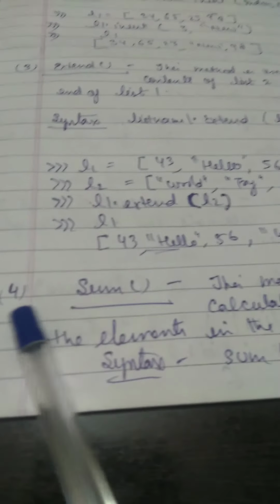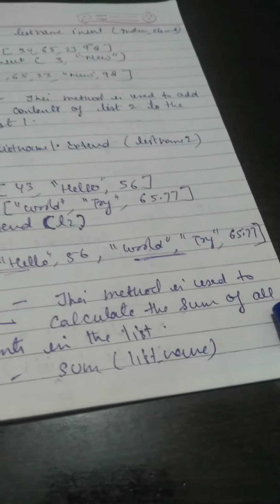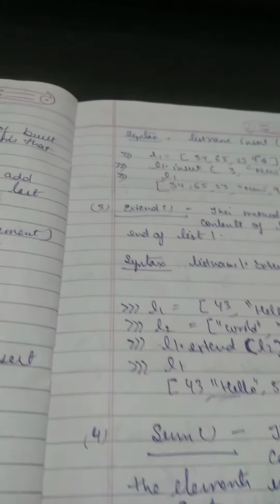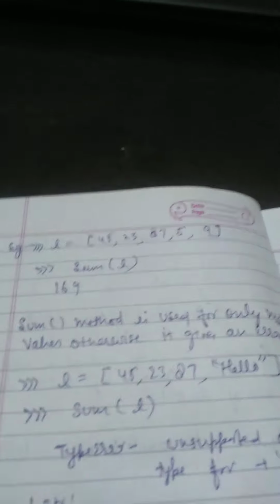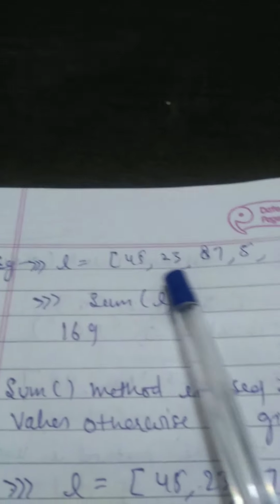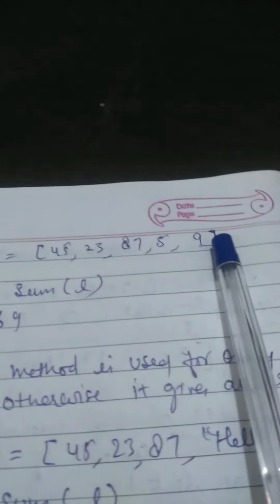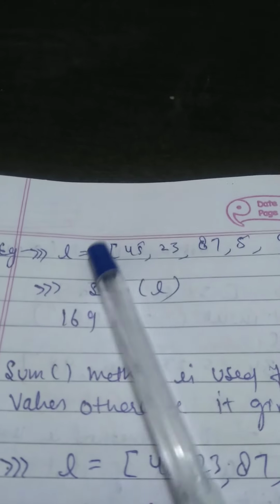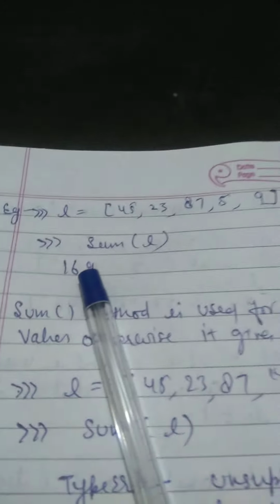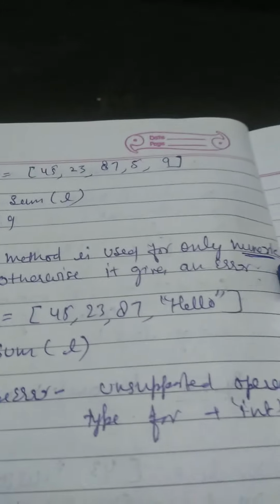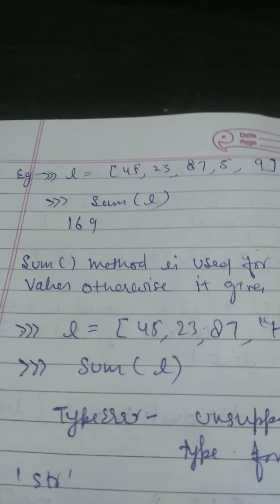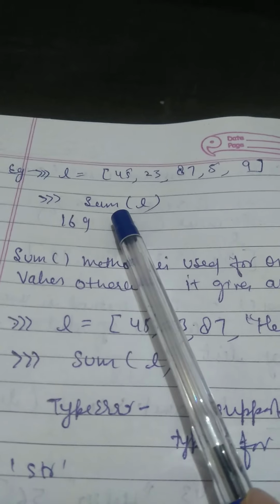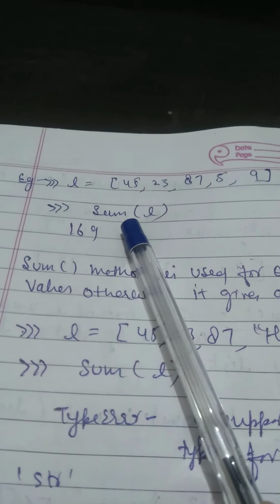Okay. Sum function. This method is used to calculate the sum of all the elements in the list. Sum list name. That means if you want to add the values of a list, for that we will use the sum function. L1 is 45, 23, 87, 59. These are the elements of this list, and we are using the sum function. Sum of L means it will add these numbers and the output will come like this. Sum method is used only for numeric values. Just remember that this method will be applicable only for numeric values. It will not be applicable with strings.